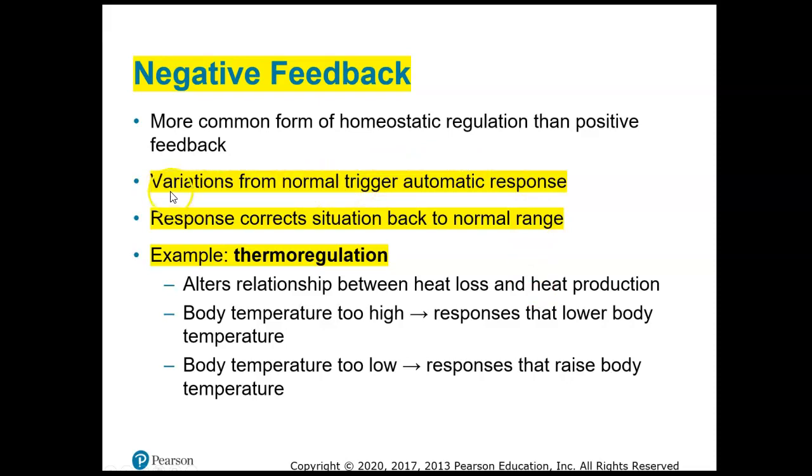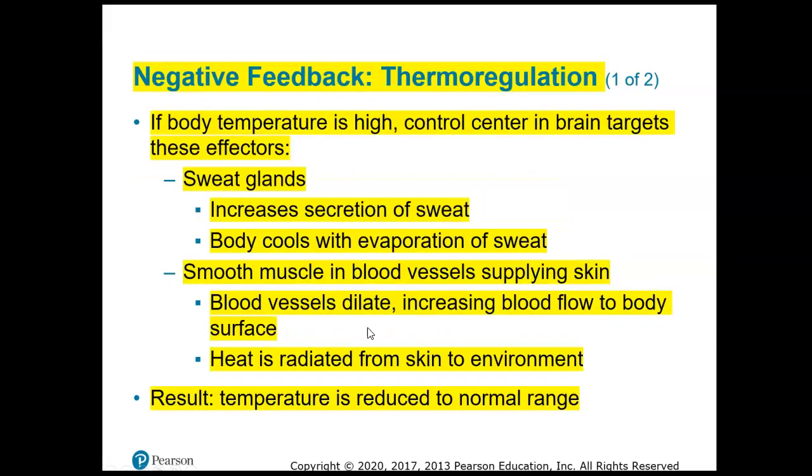occurs when there are variations from normal, variations from the set point, and that triggers an automatic response in the body. The response corrects the situation back to the normal range. Thermoregulation is an example of that. When our body temperature is too high, we have responses that lower it. When our body temperature is too low, we have responses that raise it. So the control center in the brain is the hypothalamus that regulates body temperature.